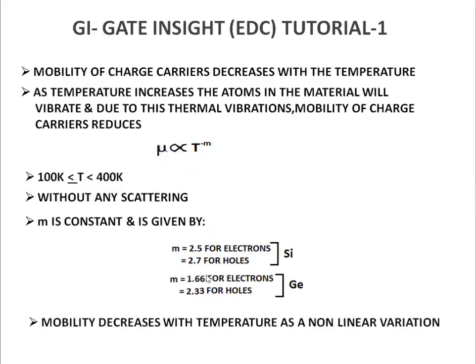So mobility decreases with temperature as a non-linear variation. There is no linear relationship. As the temperature increases, the mobility decreases. And this effect of temperature on the mobility that we have studied is without scattering. Remember that.